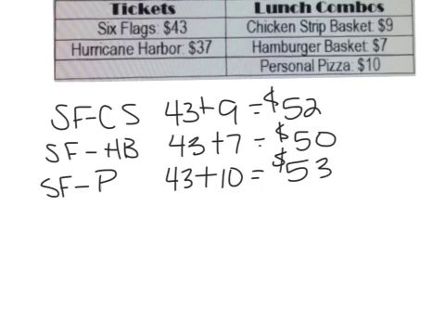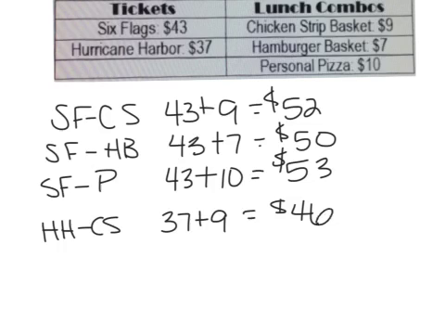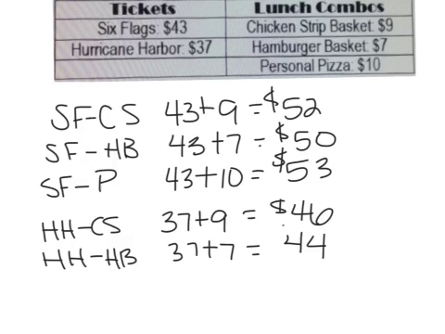Now I have to do my Hurricane Harbor. So I have Hurricane Harbor with a chicken strip basket. That gives me the $37 for Hurricane Harbor plus the $9 for a chicken strip basket equals $46. Then I have a hamburger basket. Hurricane Harbor with a hamburger basket gives me $37 plus the $7 for the hamburger basket gives me a grand total of $44.